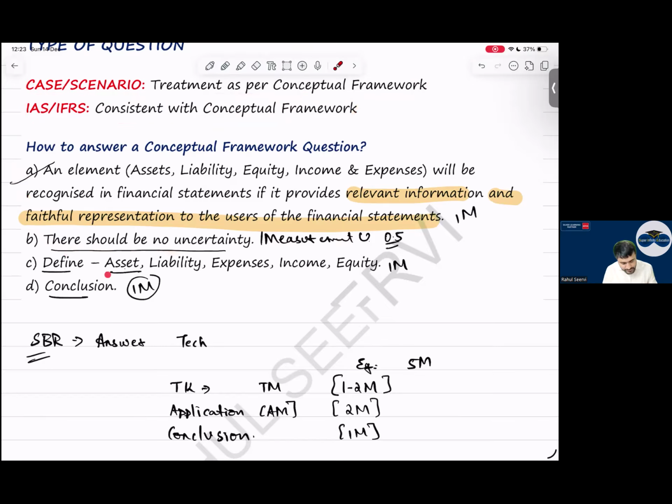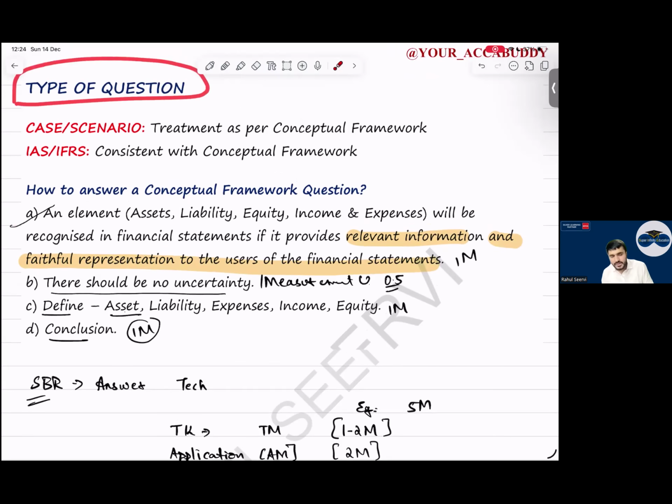Then define the 5 elements. Out of these, any one element it is. If asset, write down the definition. Then do the application and give the conclusion. Application means it will provide future economic benefits. How? If it is cryptocurrency, we can sell it. The past event is that the transaction is done, we have purchased it, and then your conclusion. So in your conceptual framework, there are two types of question: a case scenario to be treated as per the conceptual framework, and whether an Ind AS or IFRS is consistent with the conceptual framework or not. Simple. Understood? Yes.